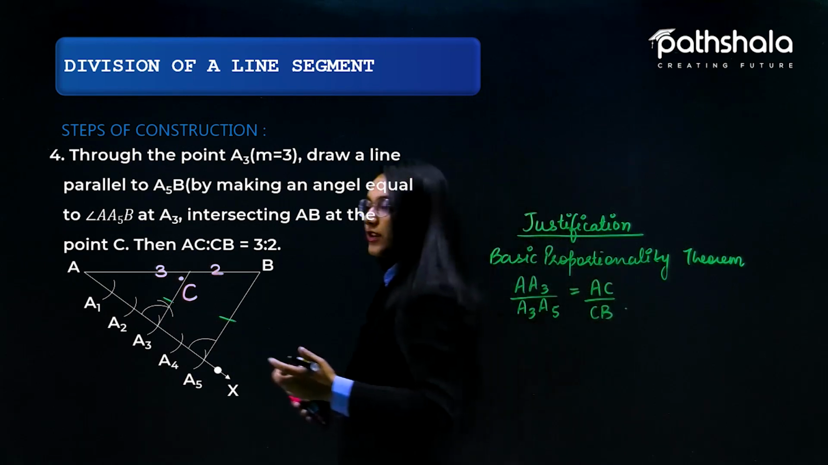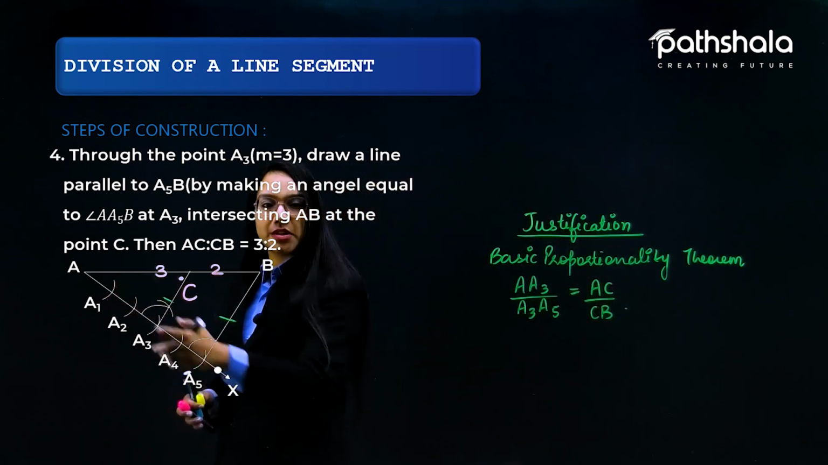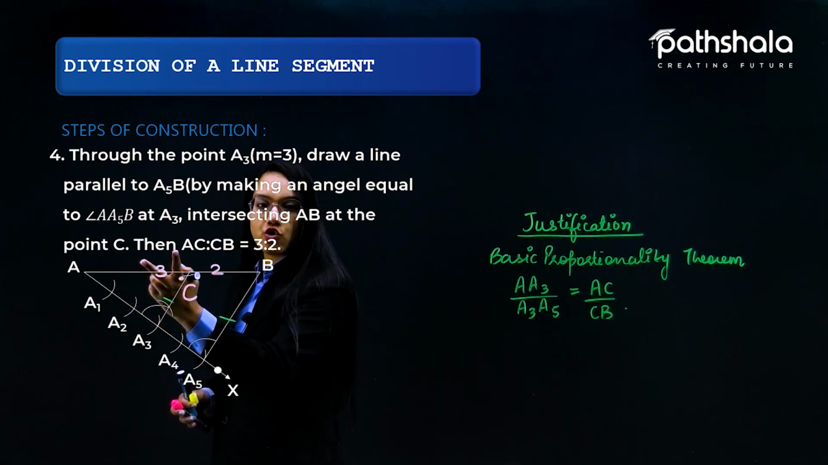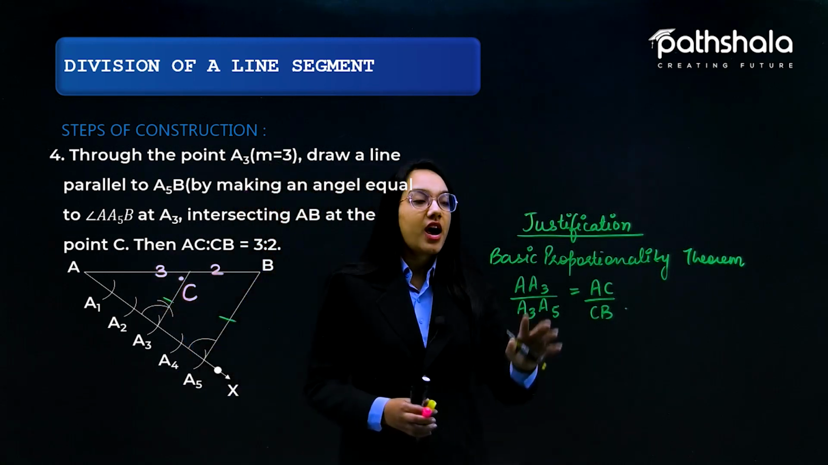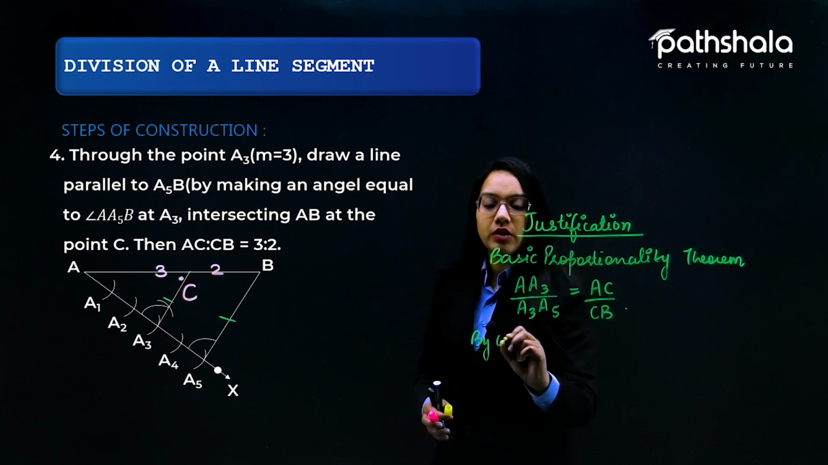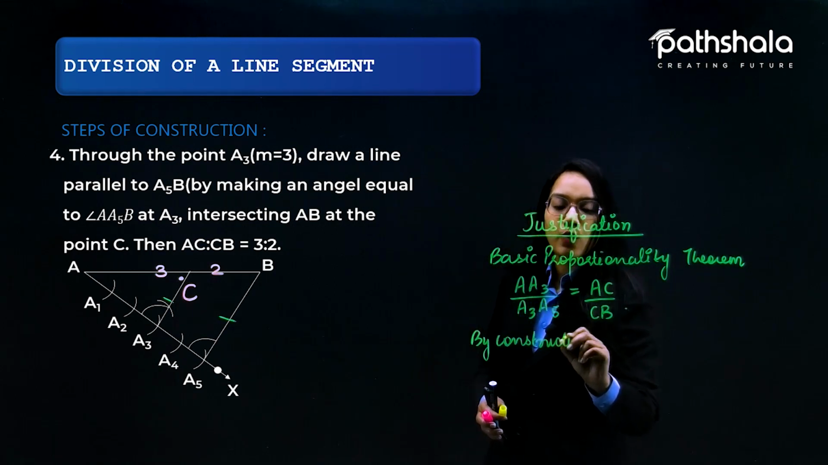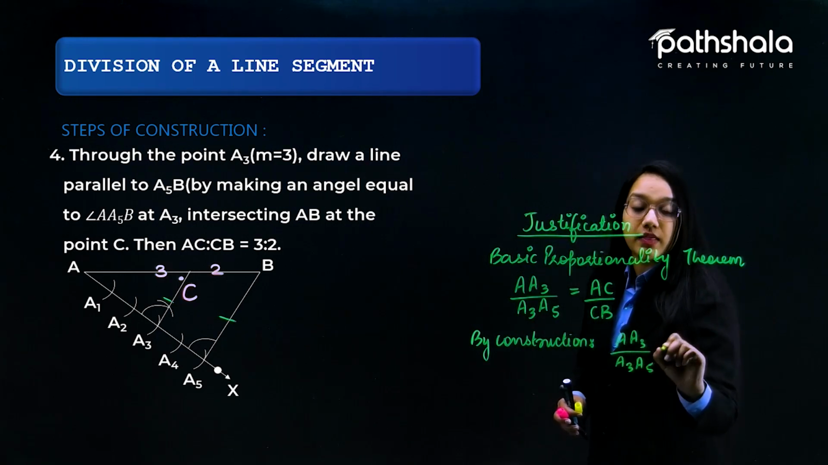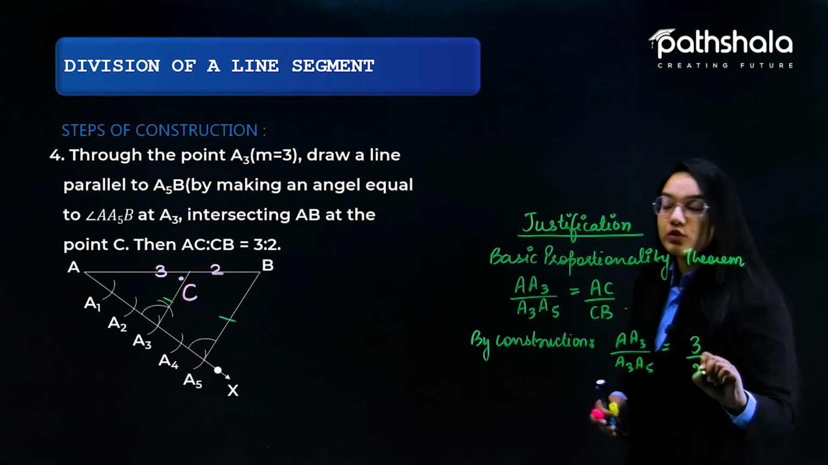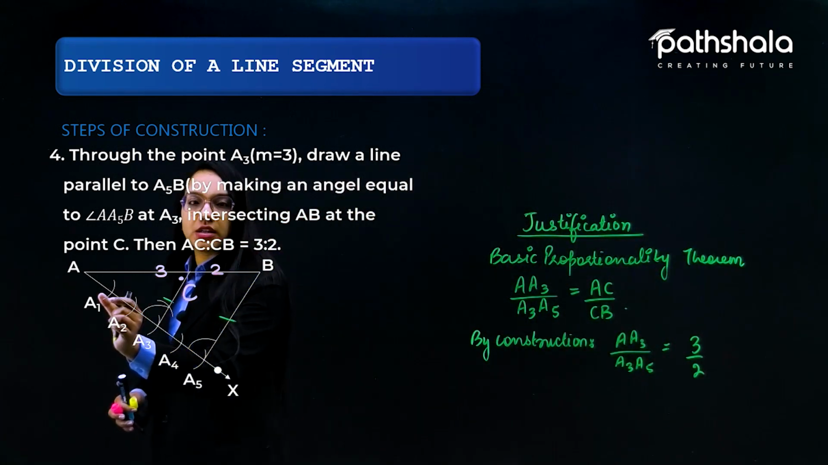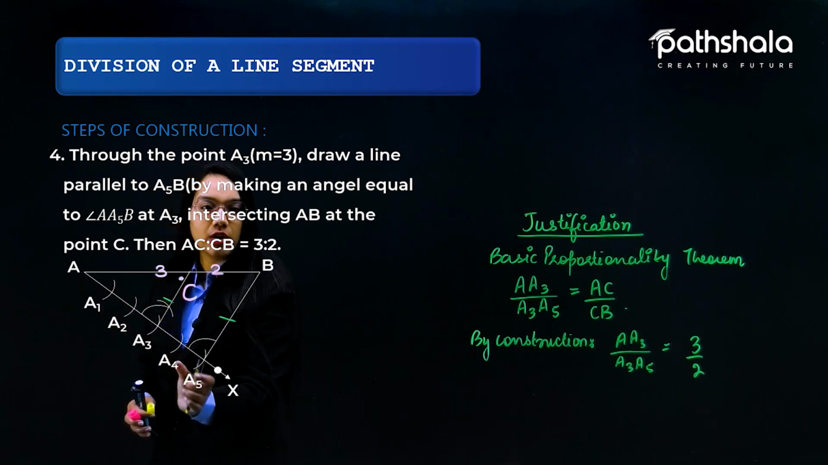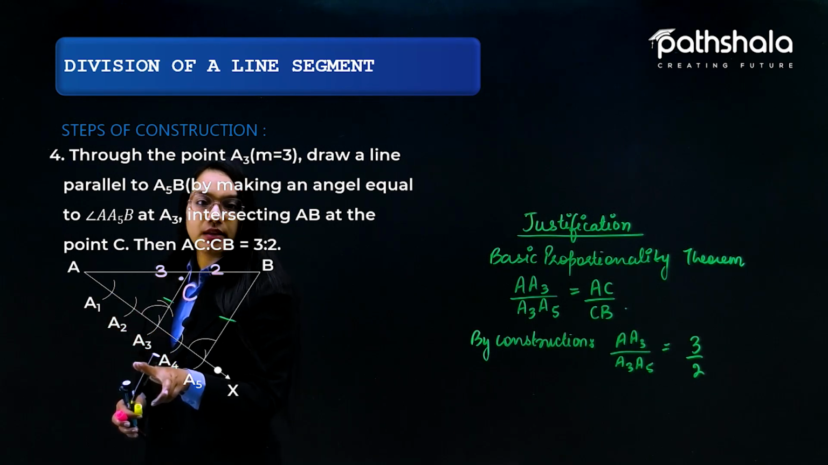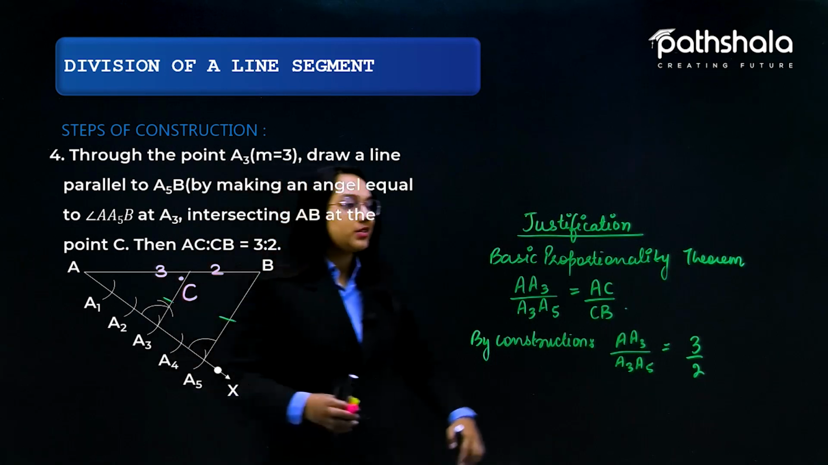We can say this because if this line is parallel to this one and this is a triangle, then by the BPT theorem the ratio of this and this should be equal to the ratio of AC by CB. And by construction we know that AA3 by A3A5 is 3/2. Why so? Because by construction all these smaller sections are equal to each other. So these are 3 units in total, 1, 2, 3, and these are 2 units in total, that is 1 and 2. So this is 3/2.